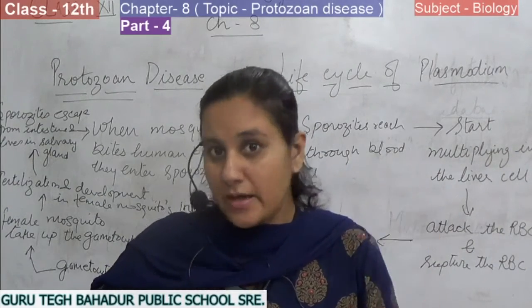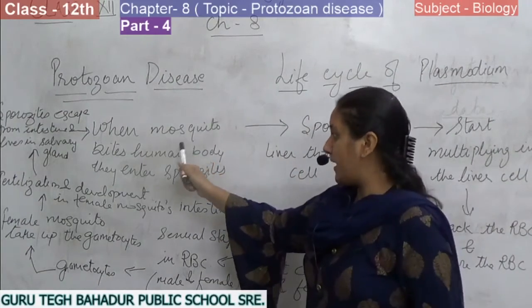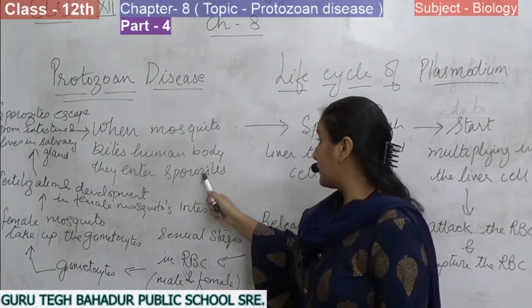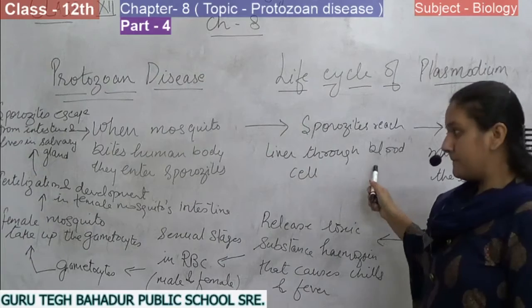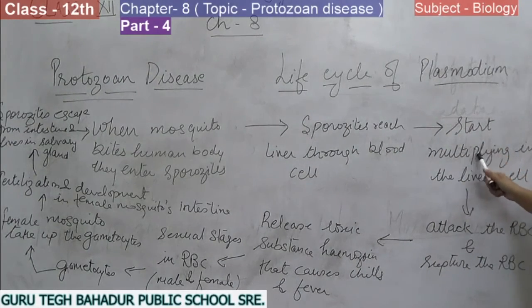So once again we will revise this. What happens exactly when the mosquito bites the human body? It enters the sporozoites into it. Now these sporozoites reach the liver through the blood. After reaching the liver, they start multiplying in the liver cells, and this multiplication is the result of asexual reproduction. After multiplying, they attack the RBCs and rupture the RBCs.